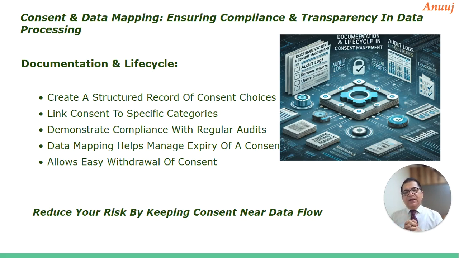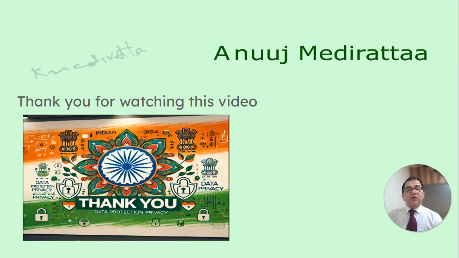Data mapping helps even in managing the expiry of a consent. Consent was given to you for 2 years. It's gone beyond 2 years. Validity. Allow easy withdrawal of consent. Please use data mapping and consent. Do perform real-time monitoring on the consent and ensure that you are reducing the risk of breach, or you are reducing the impact of breach by keeping consent near to the data map or to the data flow, so that in case it is required, you are easily able to pick up the consent and move on. So that's about consent with data mapping.